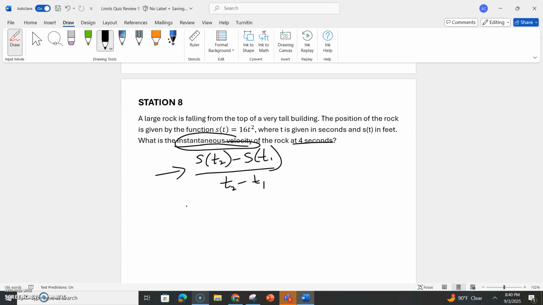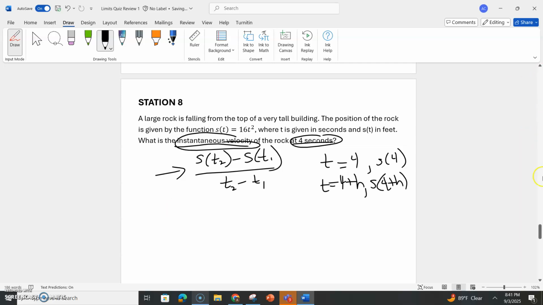So what we're going to say here is we have our first time, which is 4 seconds. And the position at that time is going to be given as s(4). Then we have some other time close to 4 seconds. Let's say, how close? We'll say h close. So we'll say 4 plus h. And then its position is going to be s(4 + h).